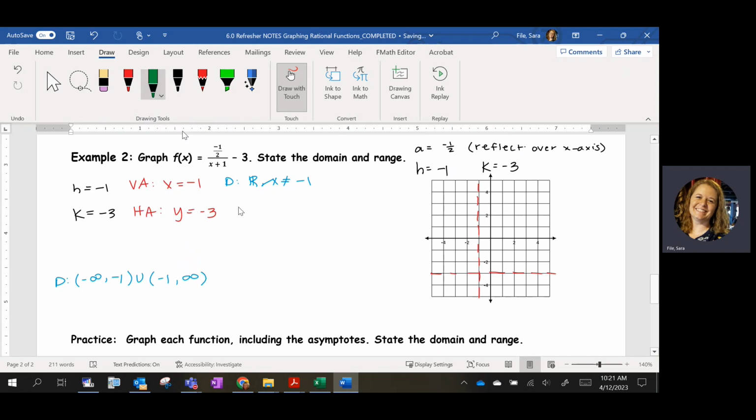My range, I know is going to be everything except y cannot be that -3.